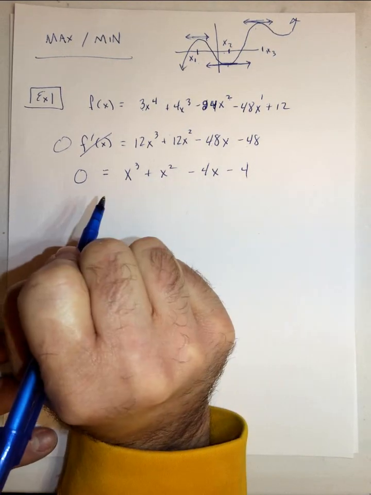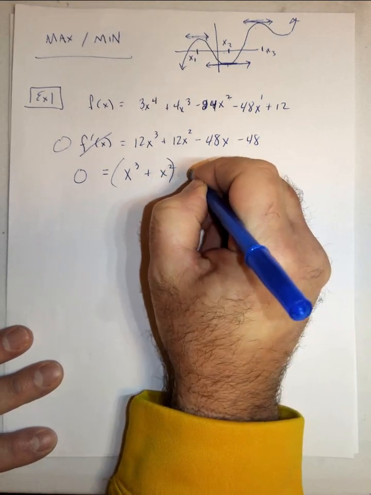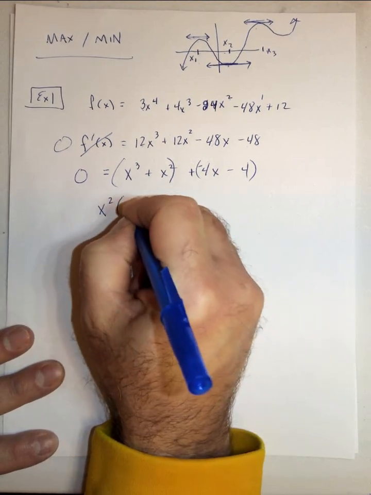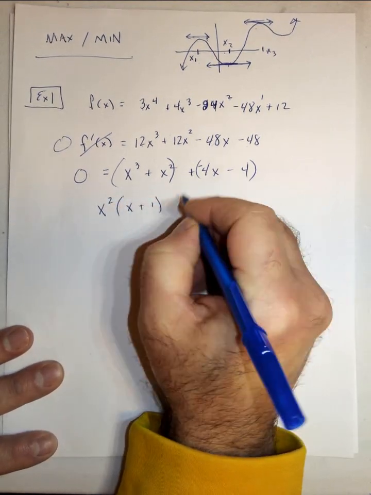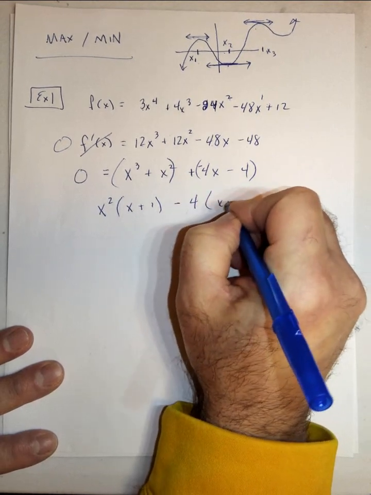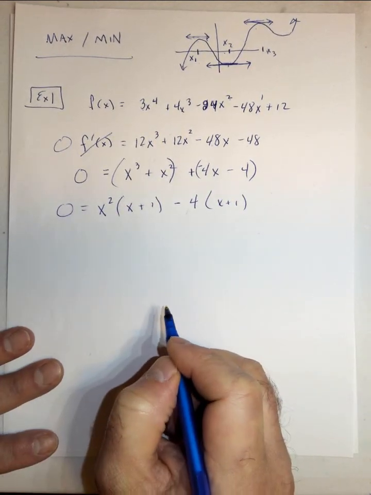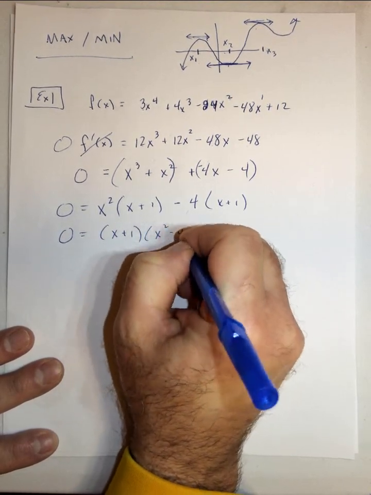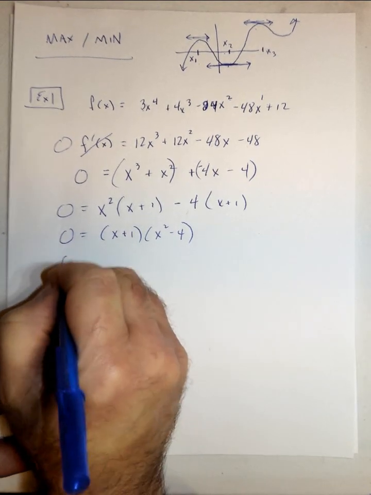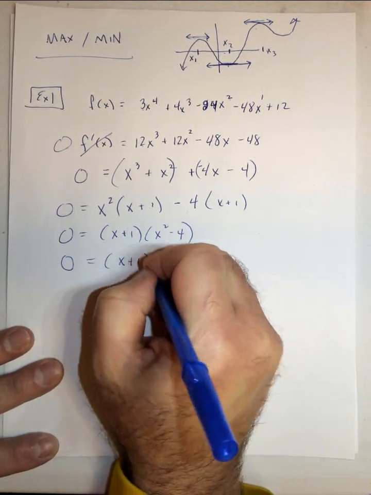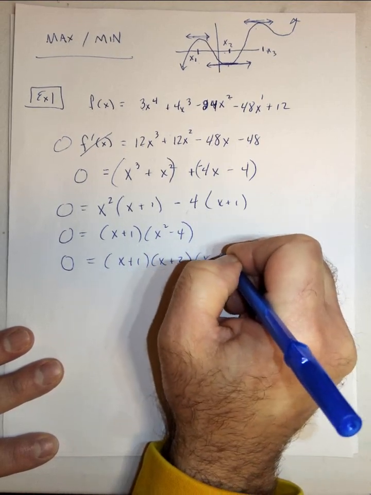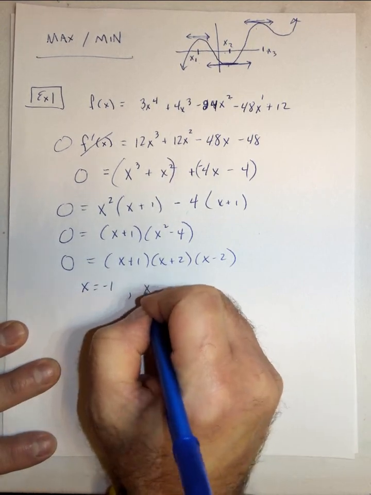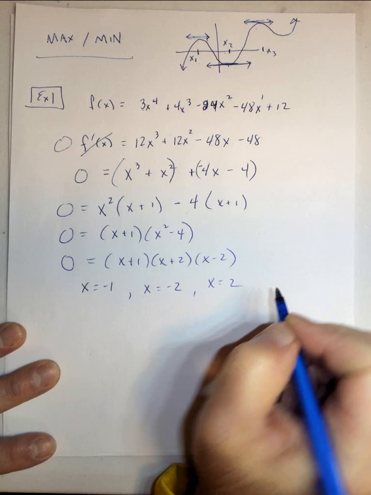Since it's a 4-term polynomial, we're going to group, taking care of our negative sign. I'm going to factor out the x squared, leaving me x plus 1. I'm going to factor out the minus 4, leaving me an x plus 1. And then factoring out the x plus 1 leaves me the x squared minus 4. And then continuing, we see that my zeros are negative 1, negative 2, and 2.